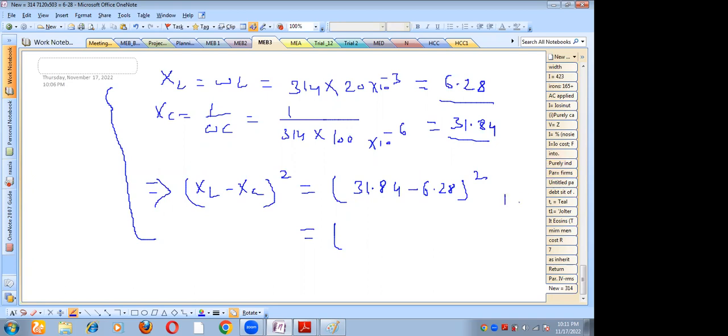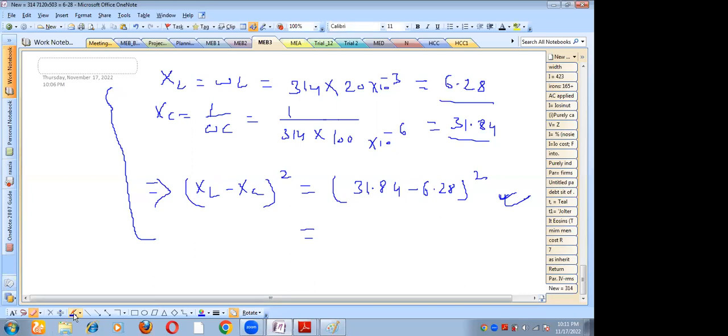How much value did you get for this one? Sir, after squaring, I got 653. You got 650.6 or 653? Yes, 650.6. So now we can calculate that.